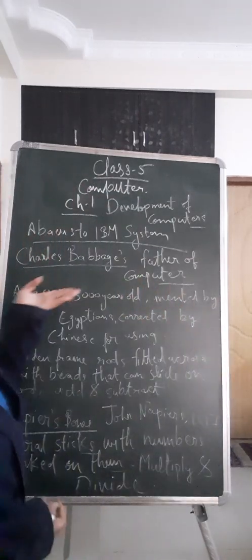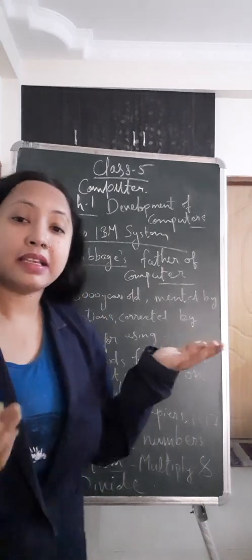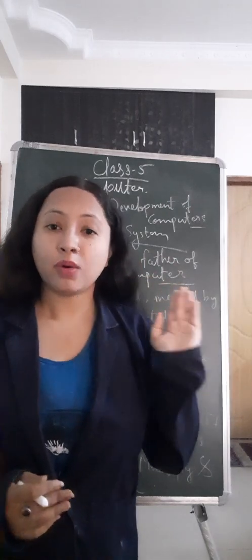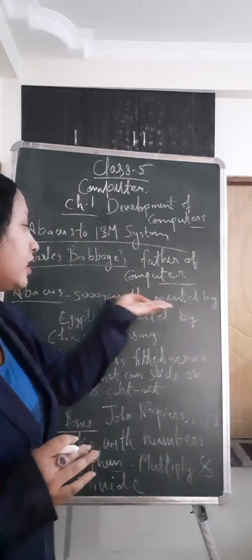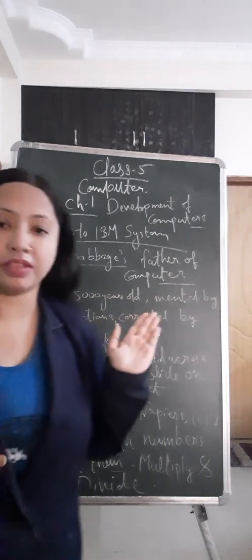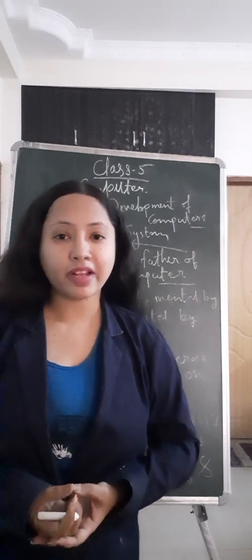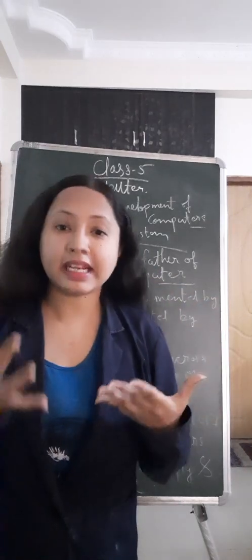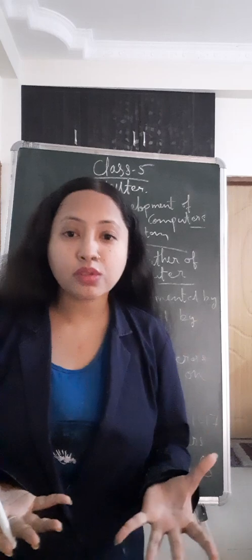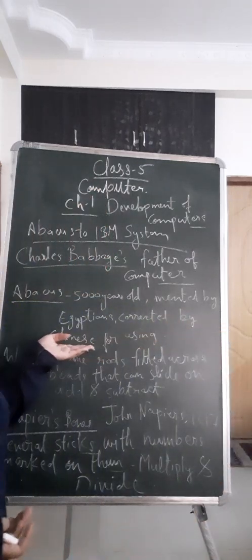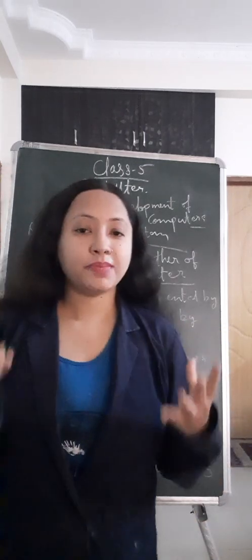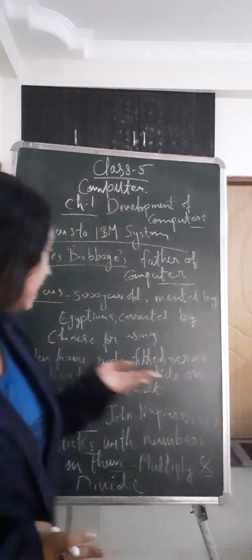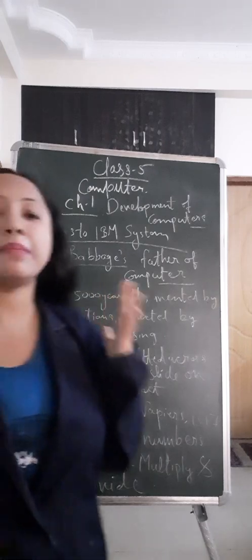Okay, so now we will see about the abacus. Now children, the abacus is 5,000 years old. That means it is very old. The abacus was developed 5,000 years ago and it was invented by Egyptians. Now it was developed by Egyptians, but how it is supposed to be used for counting, that correction was done by the Chinese people. Though Egyptians developed it, the correction and how it is supposed to be used was done by the Chinese people, children.